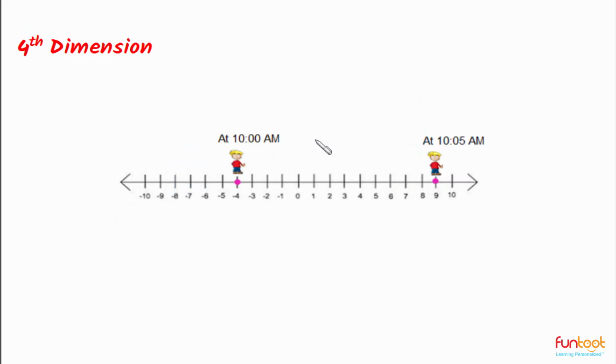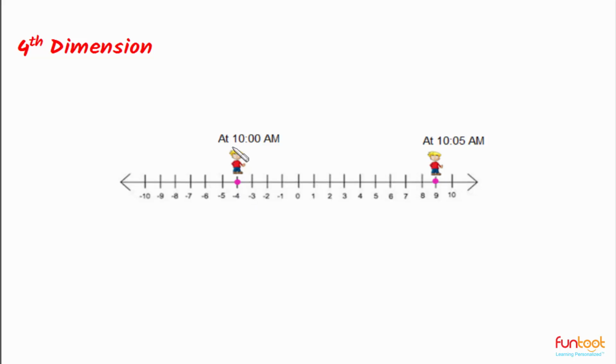Now let's discuss the 4th dimension. Let's look at this picture. What do you think is the position of this boy on the number line? Is it -4? Or is it 9? Or is it both? This is the point where dimension of time comes in. Let's see, when do we require time to describe the position of an object? We require the dimension of time for describing the position of an object when the object is in motion.